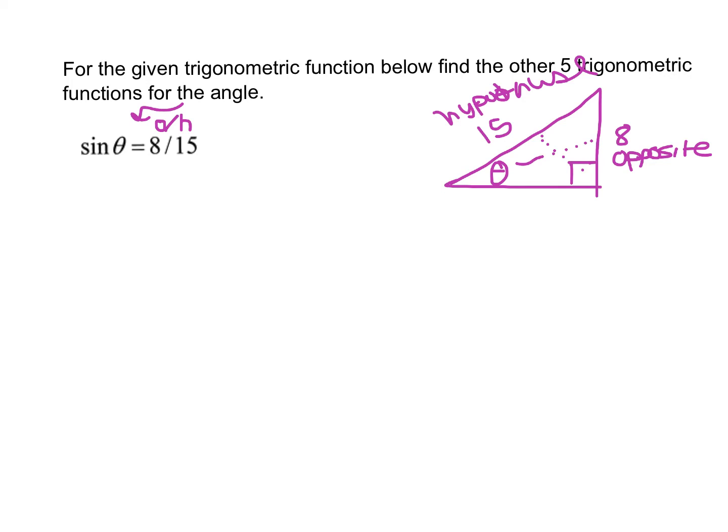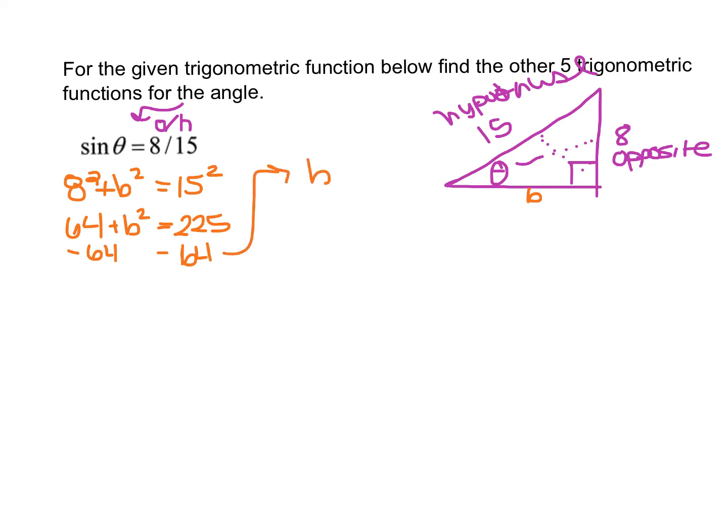So here we're going to substitute those values in. So I have 8 squared plus b squared, because I don't actually know what this other side length is, equal to 15 squared. So I have 64 plus b squared is equal to 225. Then if I subtract 64 on each side, I end up with b squared is equal to 161. Square root both sides, and we end up with b is equal to the positive square root of 161. And we're just going to use the positive version because lengths are positive.